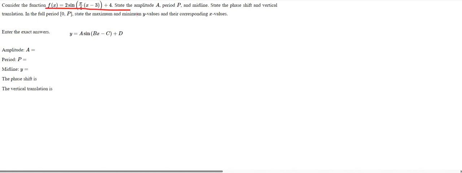So we have this function f of x equals all that stuff right there, and right down here is the general form. It's telling us to find a whole bunch of different things. So the first is the amplitude, which is the a. We just match this up, and that's going to be pretty obvious. That's just going to be 2.